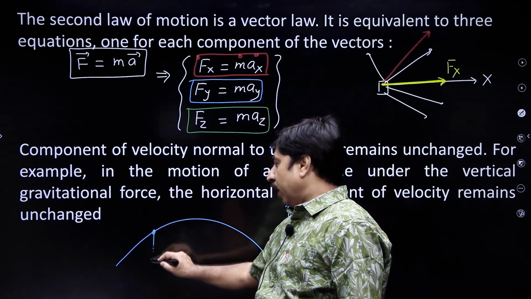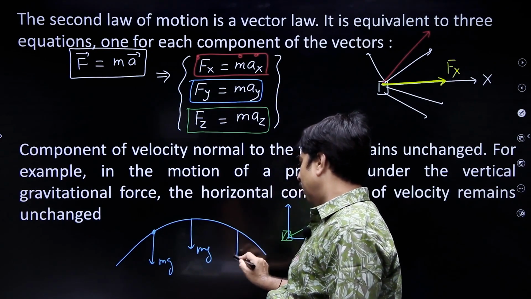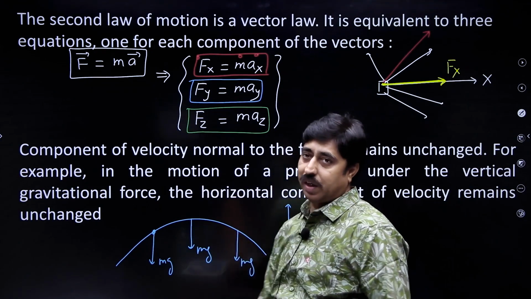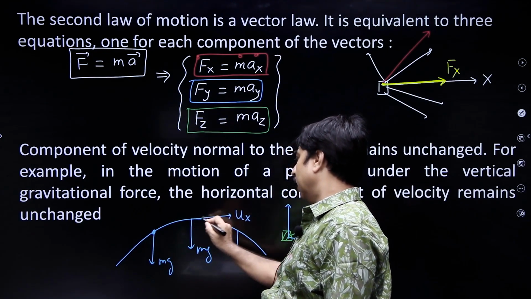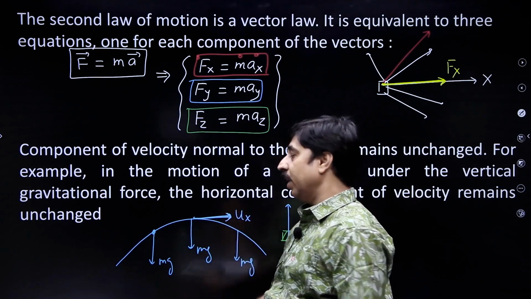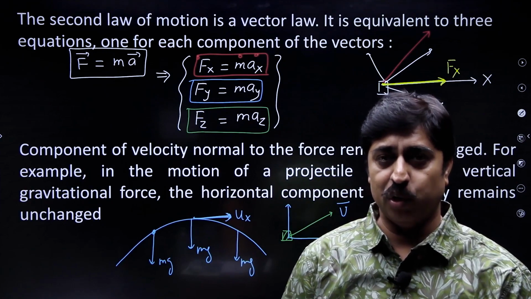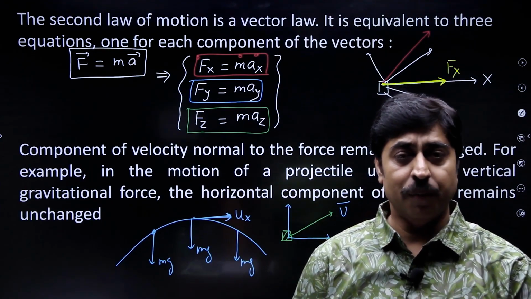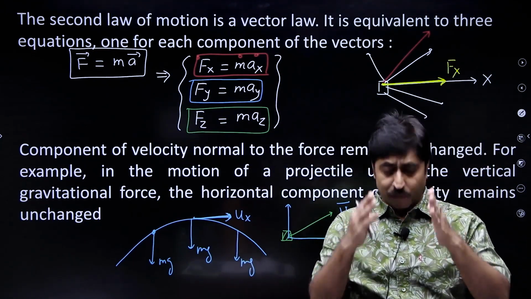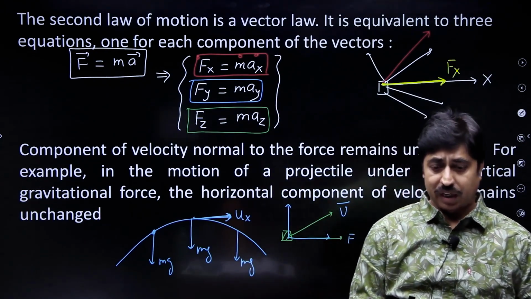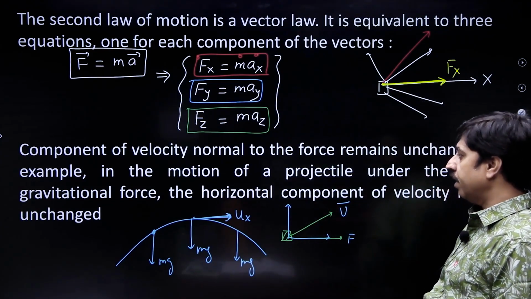Force acting on this body is always vertically downward. There is no force in horizontal direction, and that is the reason that x component of velocity remains constant. You must all have studied that horizontal component of velocity in projectile motion is fixed. It does not change because there is no force in that direction. Force is always in vertical direction, and therefore horizontal velocity never changes, right?